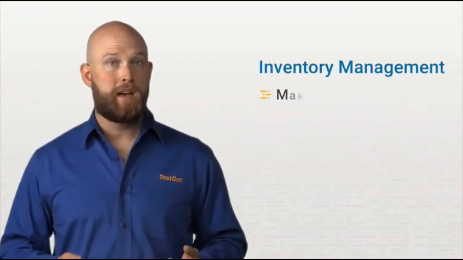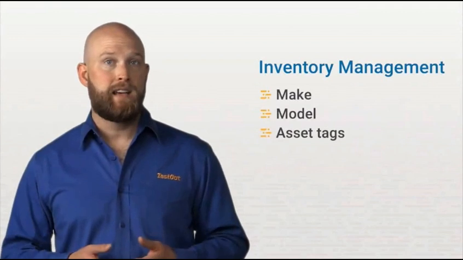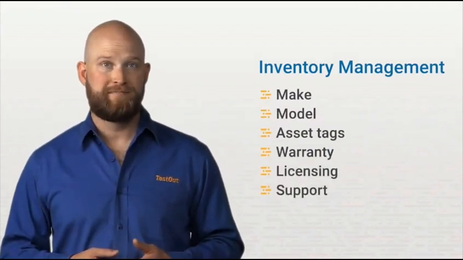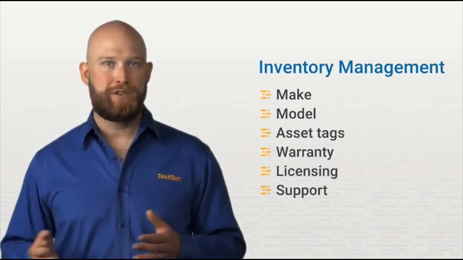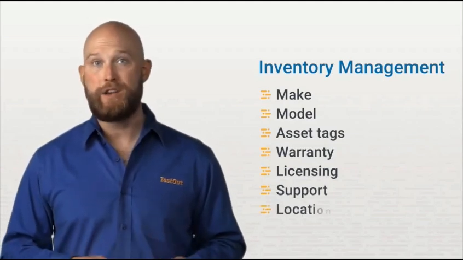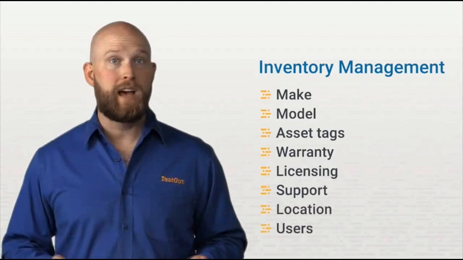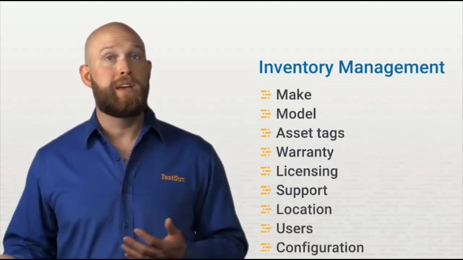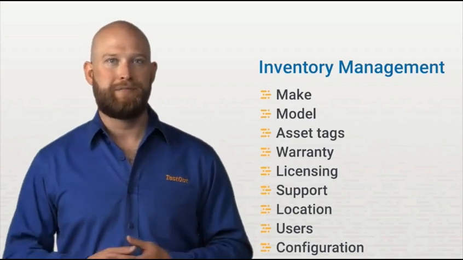This could include the make, model, and asset tags, and any warranty, licensing, or support information that may apply. You'll also want to include internal information, such as the asset's location, any users that have been assigned to the asset, and any configuration information, such as an IP address that might have been assigned as well.